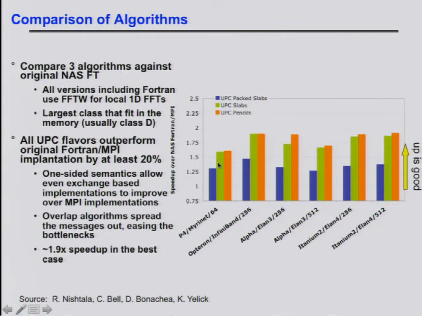And the vertical axis, up is good. It says how many times faster is it than the baseline Fortran plus MPI code? And the answer is, about twice as fast. And up is good, so pencils beat slabs, beat packed slabs, as kind of predicted. And yeah, it was a 1.9x speedup. So how much time was actually spent in communication?